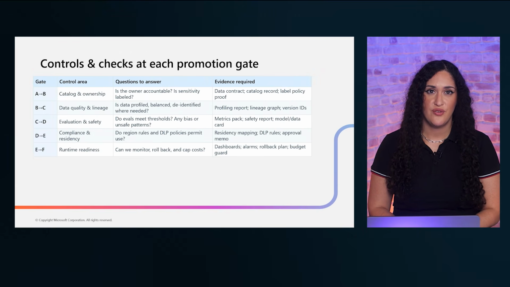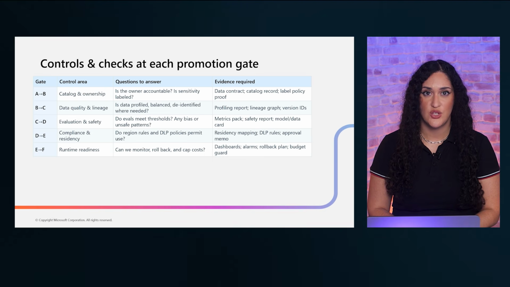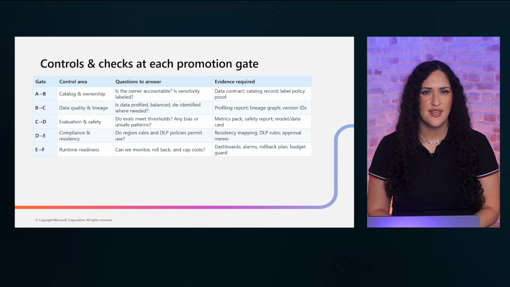This table is your reference for controls and checks at each promotion gate. You can pause and review if needed. Each gate has specific questions to answer and evidence to produce. Do not skip any of these. These are your quality checkpoints that prevent bad data from reaching production.